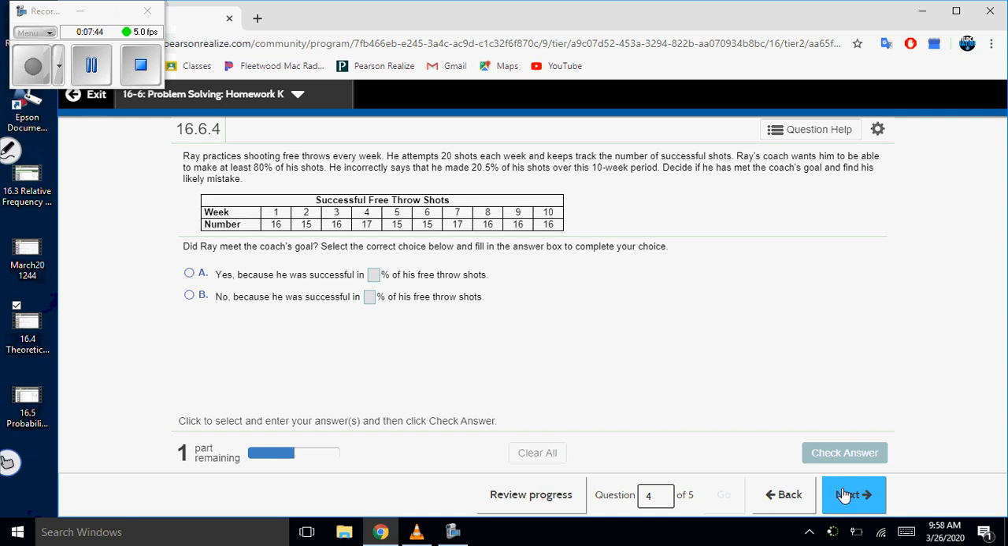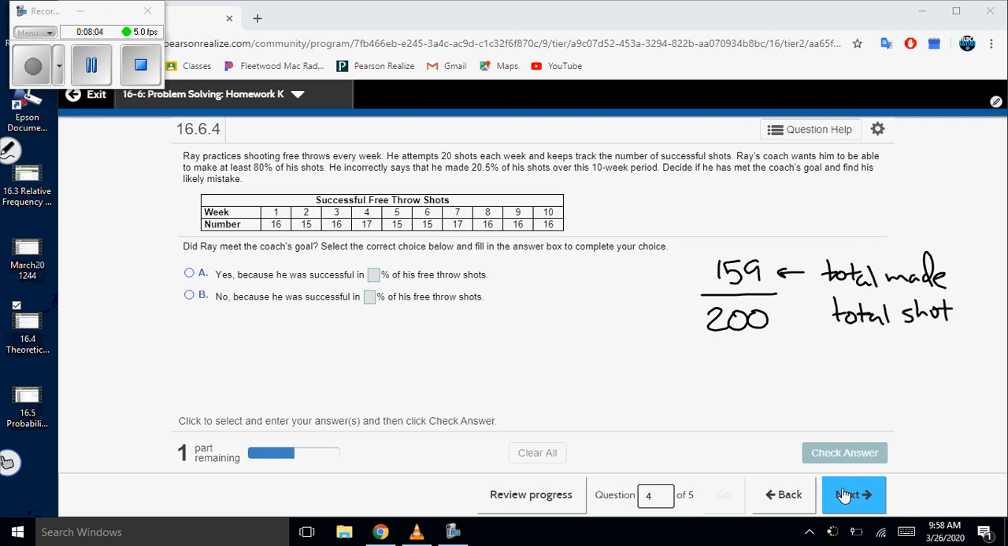And I'm going to take my 159 then, and I'm going to divide it by 200. So the 159, remember, is the total that he made. And 200 would represent the total shot. Okay, total we made over total shot. If I take 159 and I divide it by 200, my decimal turns out to be 0.795. 0.795 is my decimal, which translates into 79.5%.